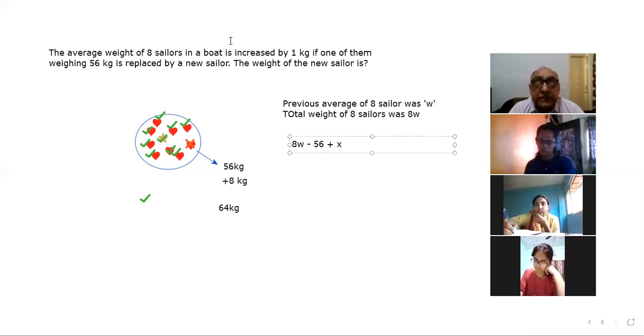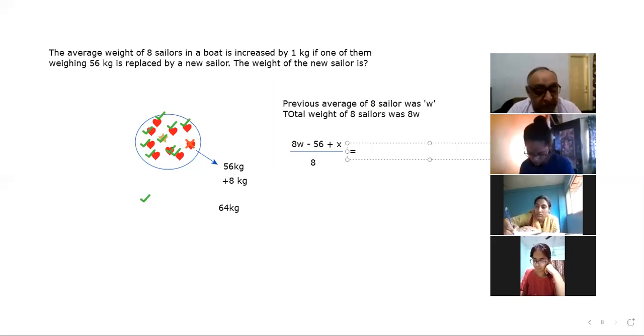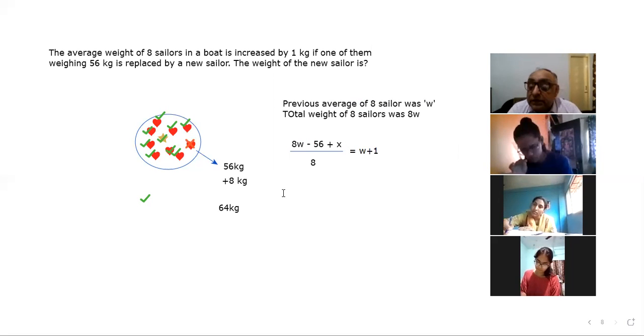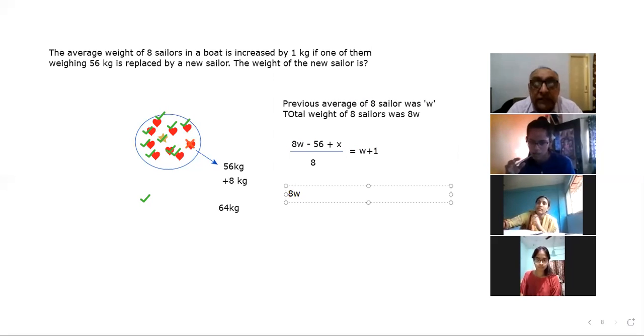So the number of persons is the same, 8. Total weight divided by the total number 8 is equal to the new average weight, which is W plus 1. The average has been increased by 1. Is the relationship clear? So now 8W minus 56 plus X is equal to 8W plus 8.